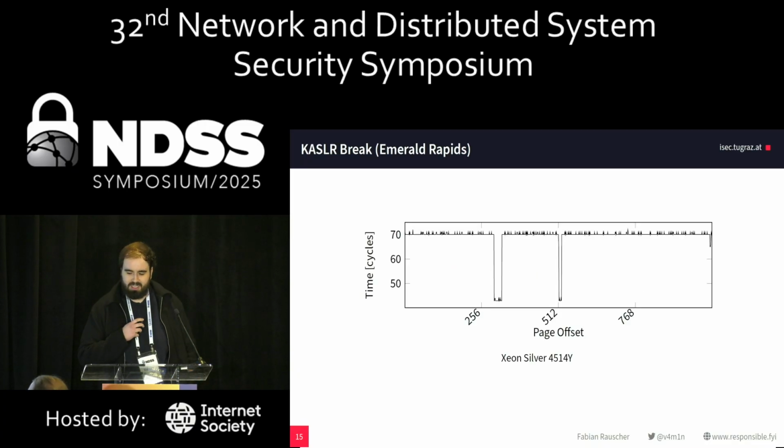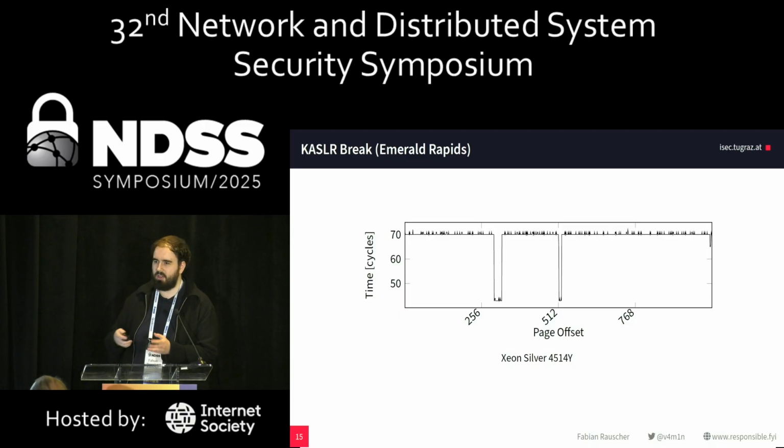So we did a KASLR break with that. We executed CLDemote on cache lines that are in the kernel, where we would expect the kernel text segment to be. And then we just measured how long it takes. And it's significantly slower if there's nothing mapped there, and significantly faster if there's something mapped there.